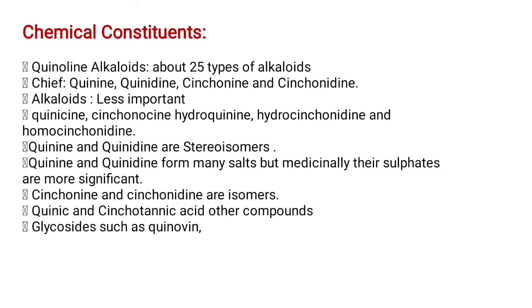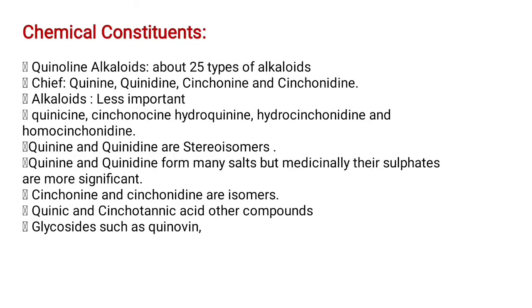Quinoline alkaloid, about 25 types of alkaloid. Chief are quinine, quinidine, cinchonine and cinchonidine. Less important alkaloids are quinicine, cinchonicine, hydroquinine, hydrocinchonidine and homocinchonidine. Quinine and quinidine are stereoisomers. Quinine and quinidine form many salts, but medically their sulfates are more significant. Cinchonine and cinchonidine are isomers. Quinic and cinchotannic acid are other compounds.